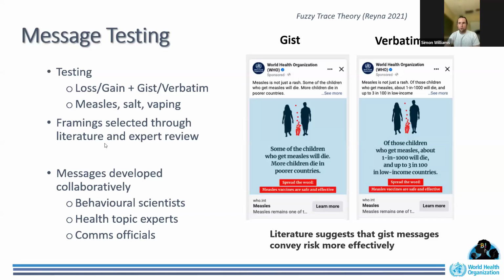And overall, these framings were selected through an extensive literature review, through consultation with a multidisciplinary team of experts, and the messages themselves were developed collaboratively by a team of behavioural scientists, health topic experts, and communications officers to ensure both the accuracy of the information, most importantly, and also construct validity of the BI framings.